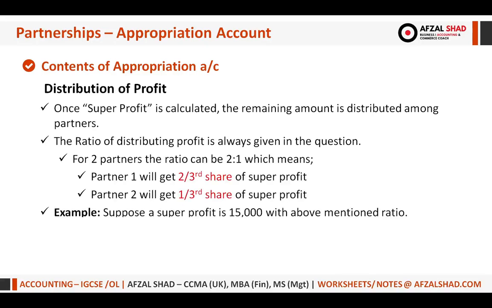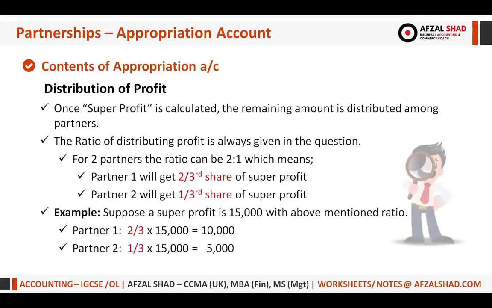Okay, so distribution of profit, how you distribute the residual profit as we have discussed. Once the super profit or residual profit is calculated, the remaining amount is distributed amongst the partners. As we have said, the ratio of distributing profit is always given in the question. For example, if there are 2 partners, the ratio can be 2:1.